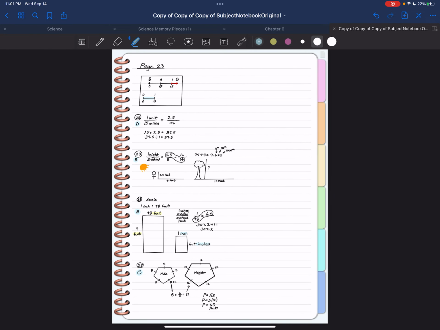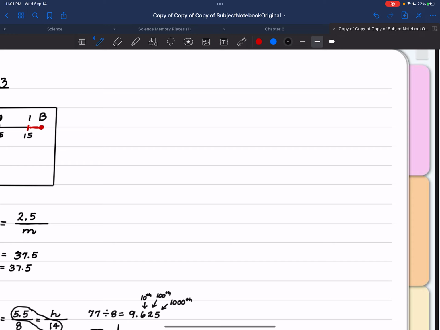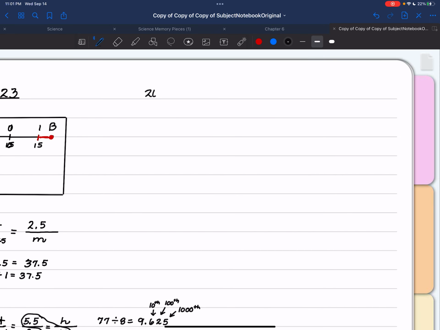And number 26. A wall in a new house has a height of 17 feet and a width of 19 feet. So let me just sketch. That looks like a wall that I built. So here is 17 feet high and 19 feet wide.